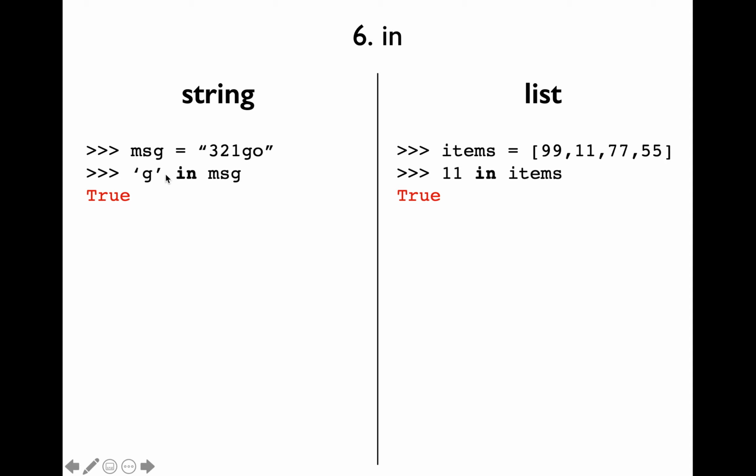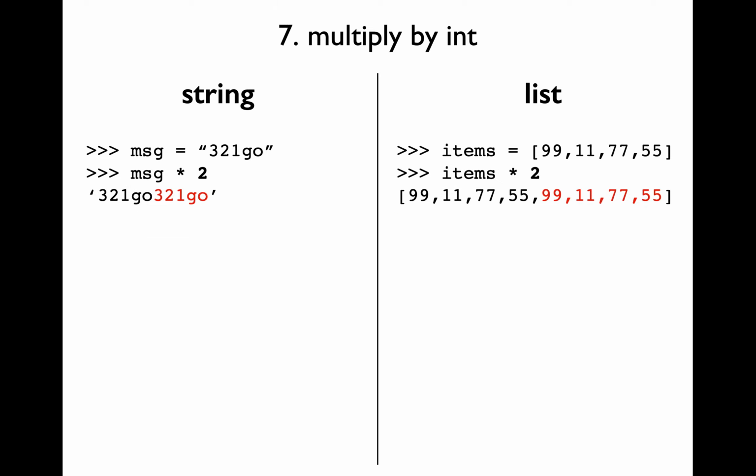Let's say that you're searching for the character G in MSG. You're going to get a Boolean value of true. That's because G is part of MSG. Similarly, 11 in items is going to retrieve a value of true. If you search for Z in message, that's going to give you a Boolean value of false. Similarly, 10 in items is going to give you a value of false. This is going to be very handy when you want to search for something within your sequence.